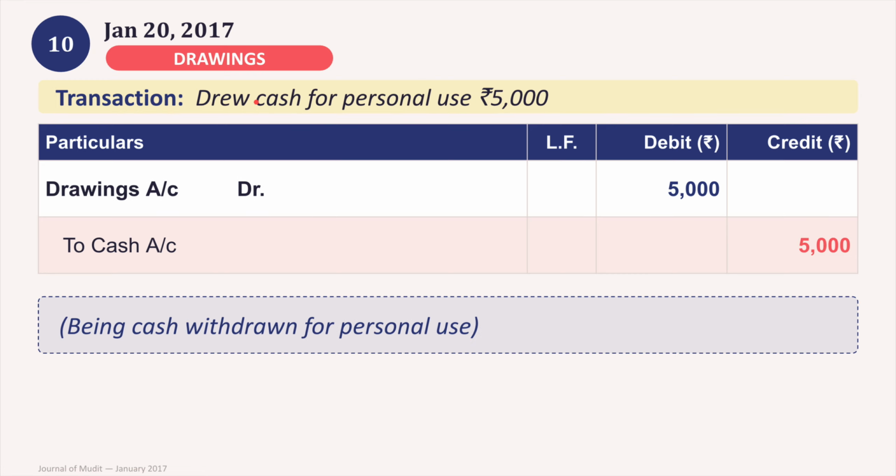Next, drawings. Drew cash for personal use 5,000. So drawings, if you see from the business perspective, it is an expense. It is going out of the business, right? So drawings account has to be debited and cash account has to be credited, because cash is going out, decrease in asset has to be credited. So drawings account debit to cash account is the journal entry, being cash withdrawn for personal use.